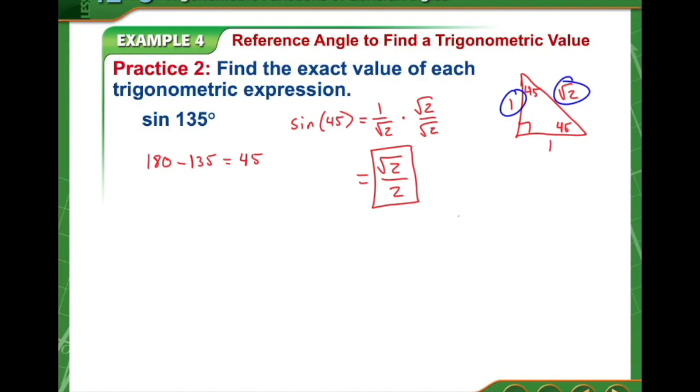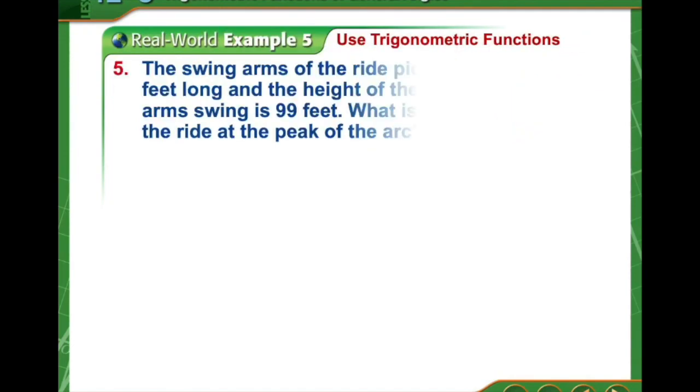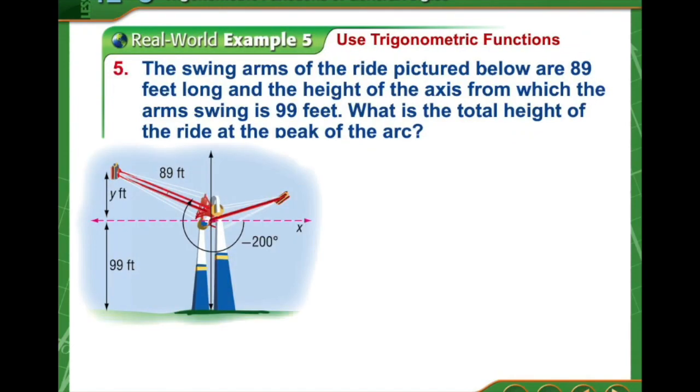So now we're going to take a little bit of a shift and take a look at how to find area of triangles using trig. So, sorry, I forgot about this problem first. A little more real world example still, but this one here we have the swing arms of a ride pictured below are 89 feet long, and the height of the axis from which the arms swing is 99 feet. What is the total height of the ride at the peak of the arc?